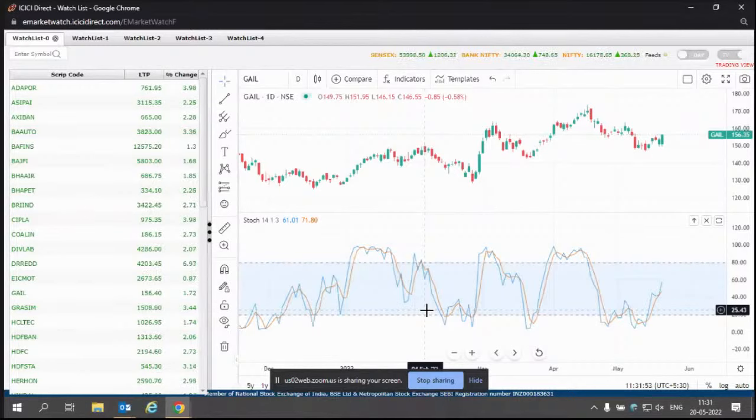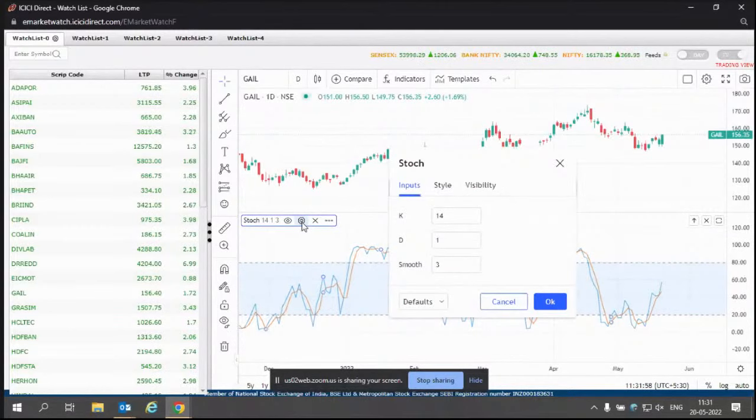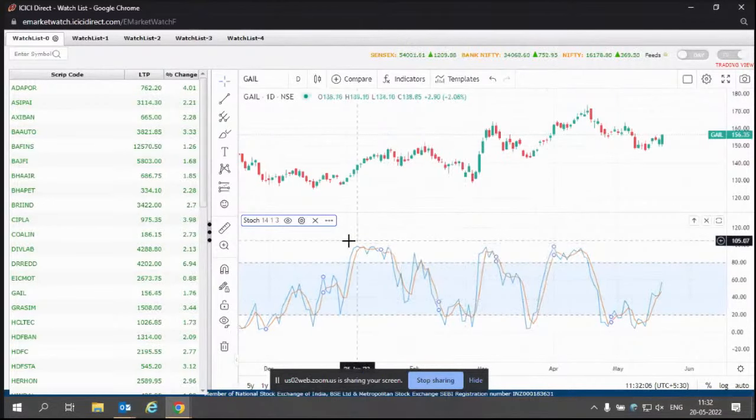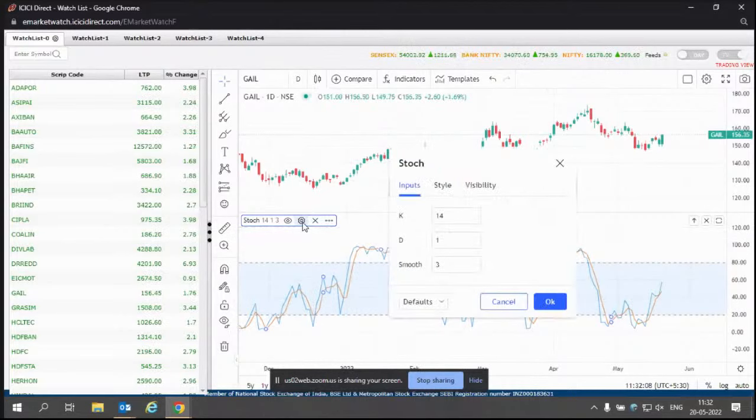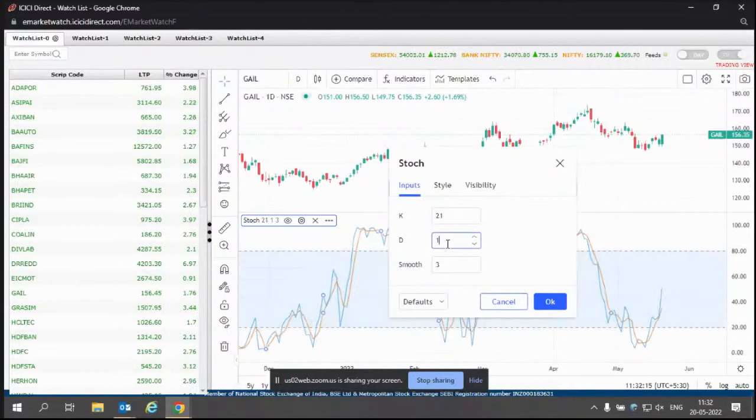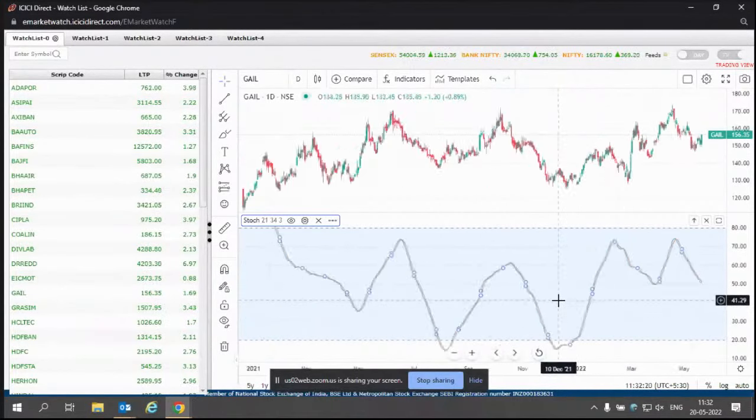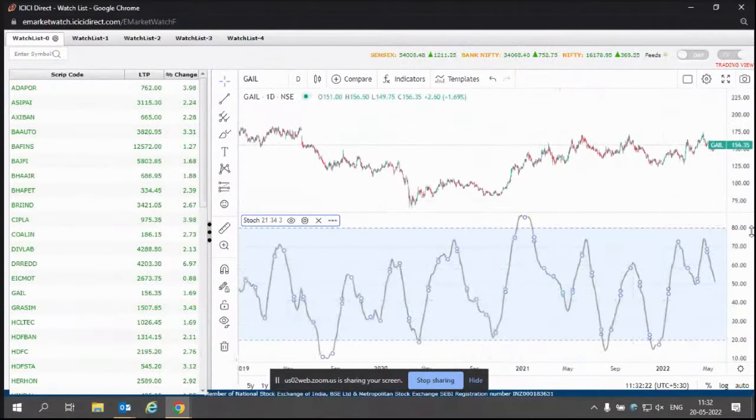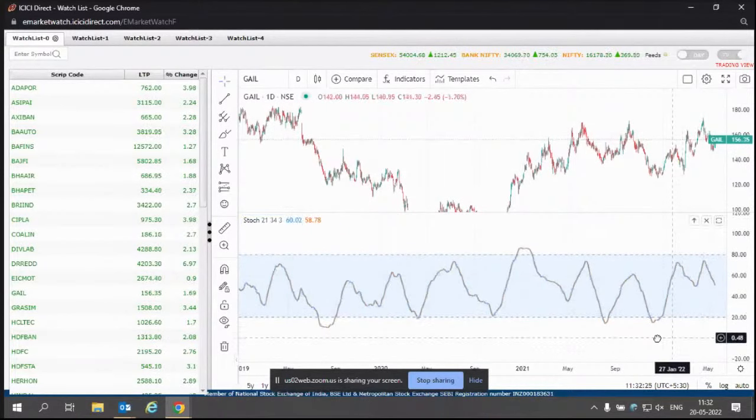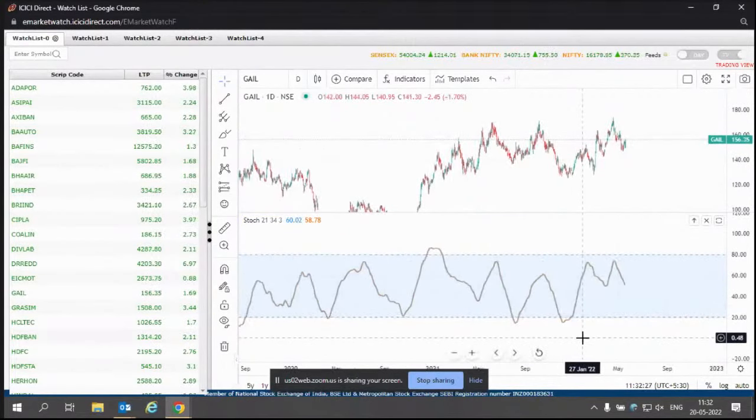For stochastics, one can look at fast stochastics with a combination of 21 and 34 days, which gives you a much better and more advanced signal compared to the shorter time frame. Fast stochastics give very early signals, and this may work best for the daily as well as the weekly time frame.